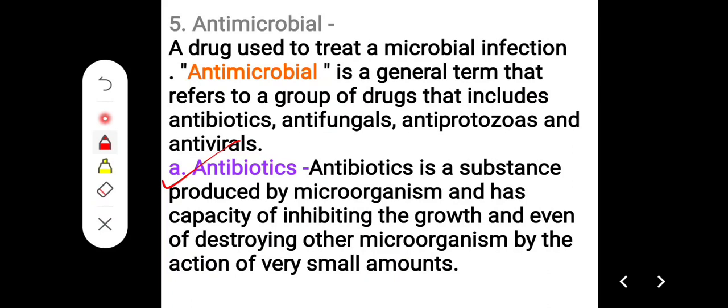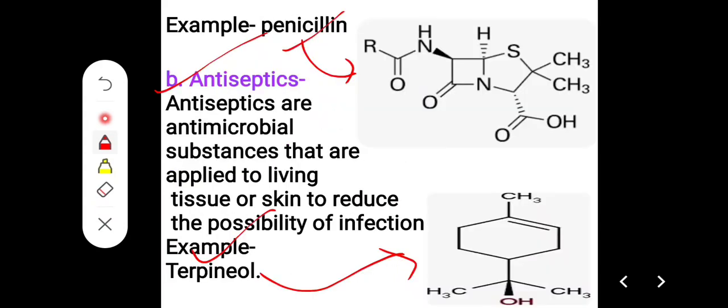Antimicrobial is used for microbial infection. Antimicrobial is a general term because antibiotics, antifungals and antipathogens are all included in the term. Okay, so first we consider antibiotics. An antibiotic is a substance produced from microorganisms that has the capacity to inhibit the growth of, and even destroy, other microorganisms by the action of very small amounts. Okay, as for example penicillin.